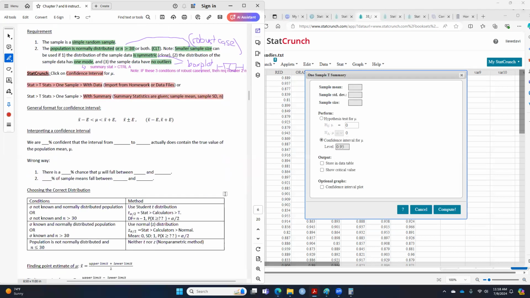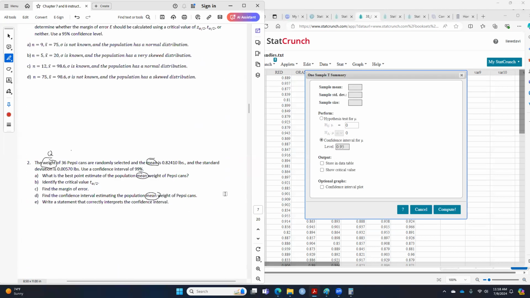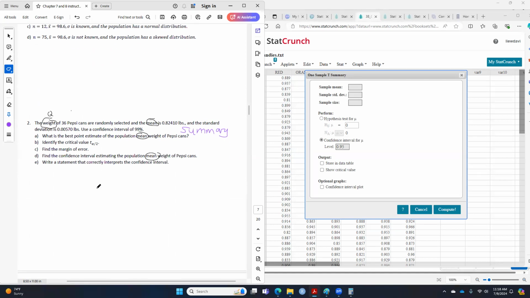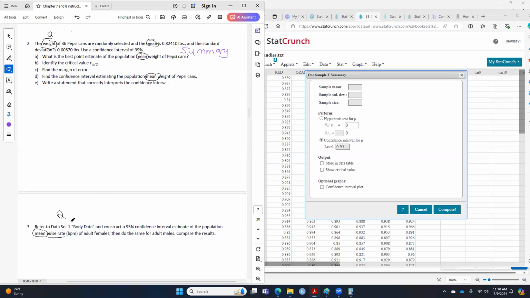I can show you what it looks like. If a question is like number 2, this kind of question is going to be with summary, because the question gives us the sample mean, sample size, and the sample standard deviation, so you can put it in there. But for question 3, if a question asks us to import this from the data set, then this is going to be with data.